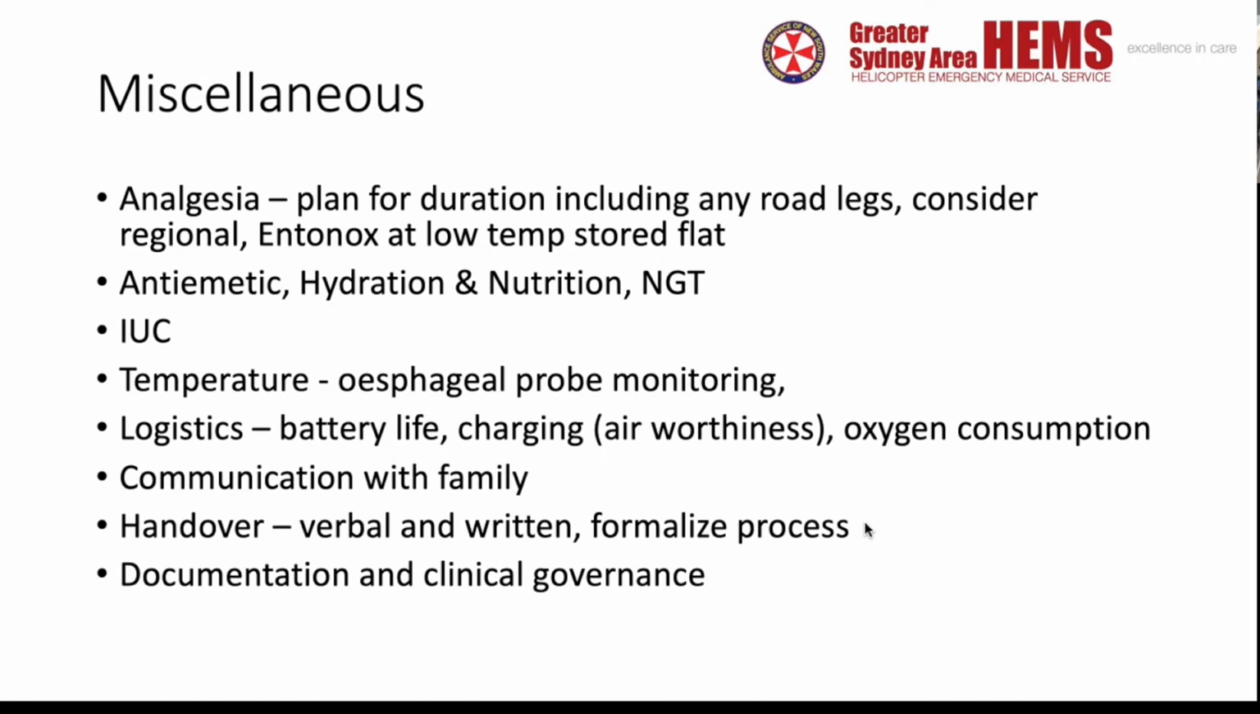So if you want to do regional, it may be worth considering putting in a nerve catheter as opposed to a single shot. Entonox, again, is not relevant at the temperatures that we commonly operate at, but if it's used in cold temperatures, less than -6, it needs to be stored flat because it separates into oxygen and nitrogen. Otherwise, you'll get initially 100% oxygen and then 100% nitrogen. So just to mention in case that comes up.